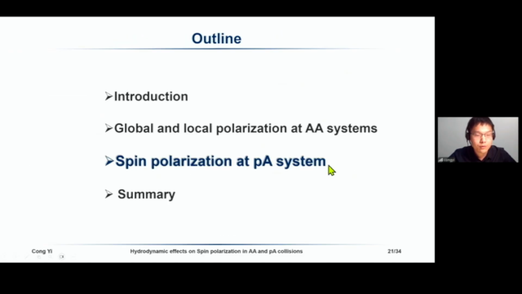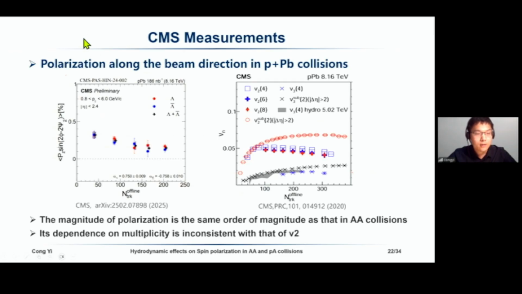At last, we have also studied the spin polarization in p-Pb collision systems. Since the total angular momentum cannot be well defined in p-Pb collisions, here we just concentrate on the spin polarization along the beam direction. Recently, the CMS collaboration has measured the local spin polarization of lambda hyperons along the beam direction, P_z, as a function of multiplicity in 8 TeV p-Pb collisions. We can find the magnitude of the polarization in a small system is at the same order as that in AA collisions, and it will increase with the decreasing collision energy.